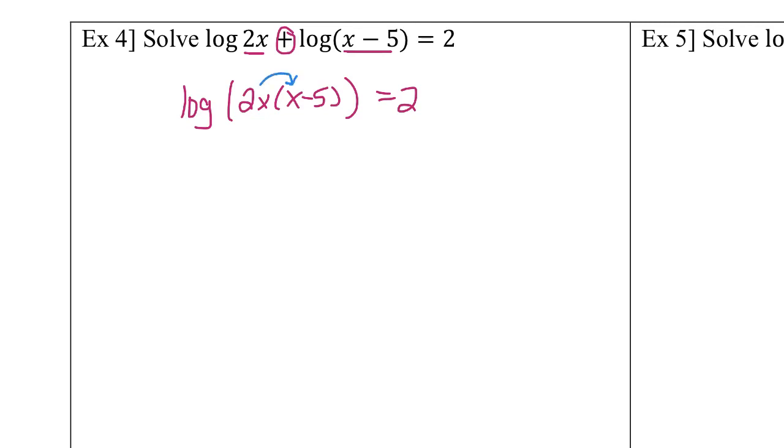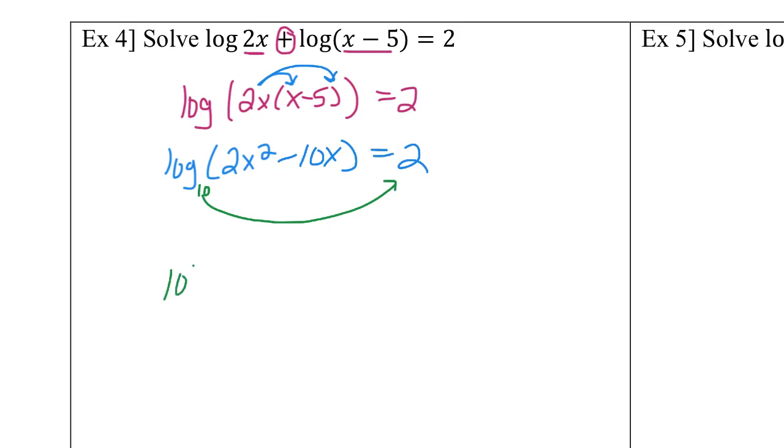So 2x times x makes 2x squared. 2x times negative 5 makes negative 10x, and then equals 2. So now I have to get rid of my logs, and I only have one log, so I'm going to have to use the exponential form. Log without a base really has a hidden base of 10. So 10 to the second power is equal to the argument, 2x squared minus 10x.